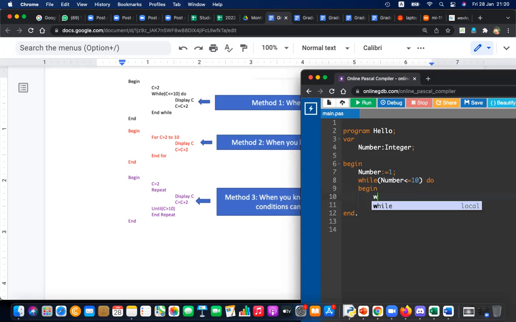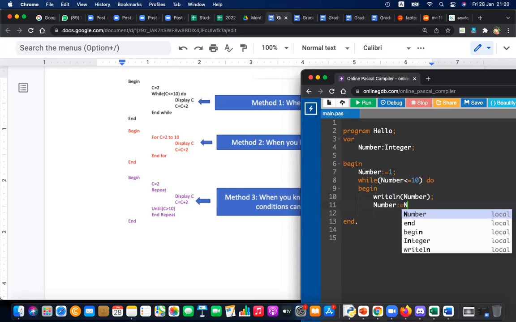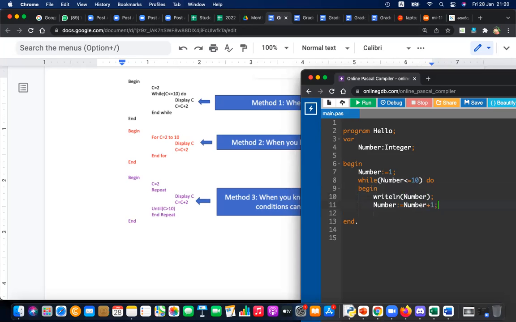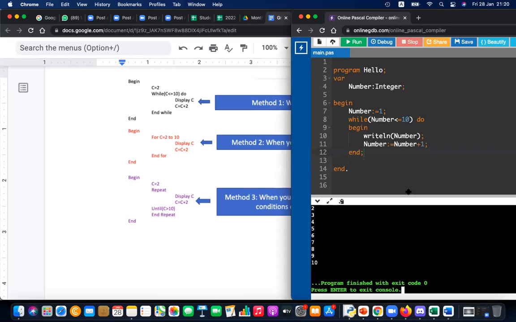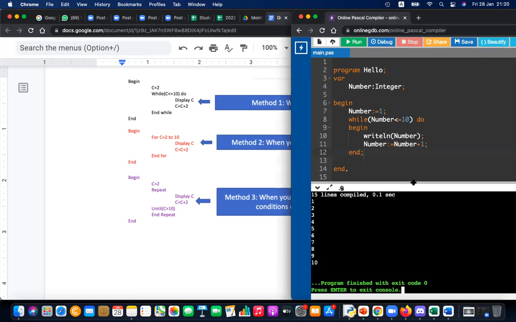You need to write writeln the number. Then you can say number equal to number plus 1, and end it. That's it. When I run this, if there are no errors, I'll get numbers from 1 to 10. Okay, this is the answer.